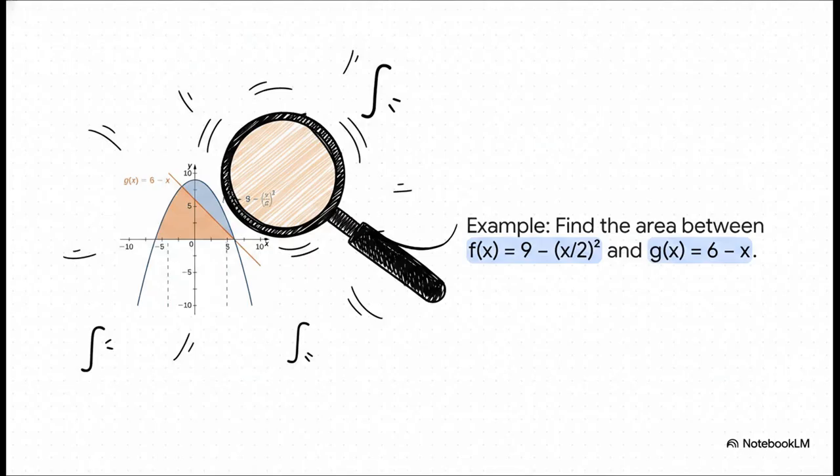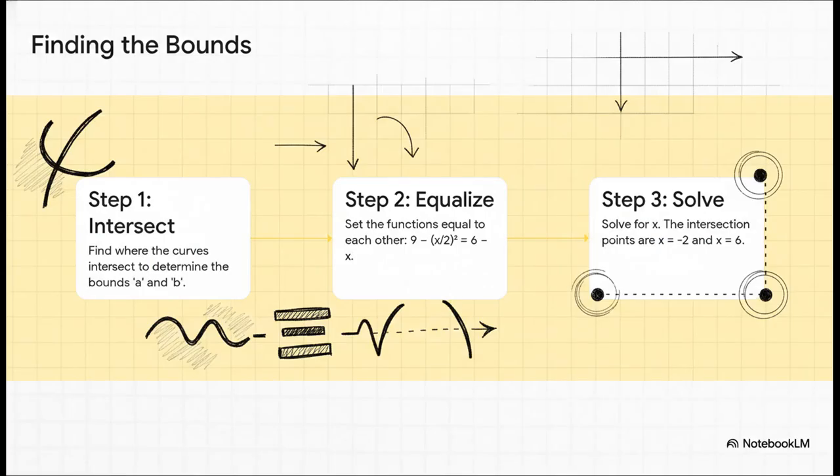Okay, enough theory. Let's put this thing to work. We've got this example here. We need to find the area of that shaded region squished between that parabola on top and the straight line on the bottom. All right, first things first, we need our limits of integration, right? Our a and b. The problem doesn't just hand them to us. But if you look at the graph, it's pretty clear where our area starts and ends. It's right where the two curves intersect.